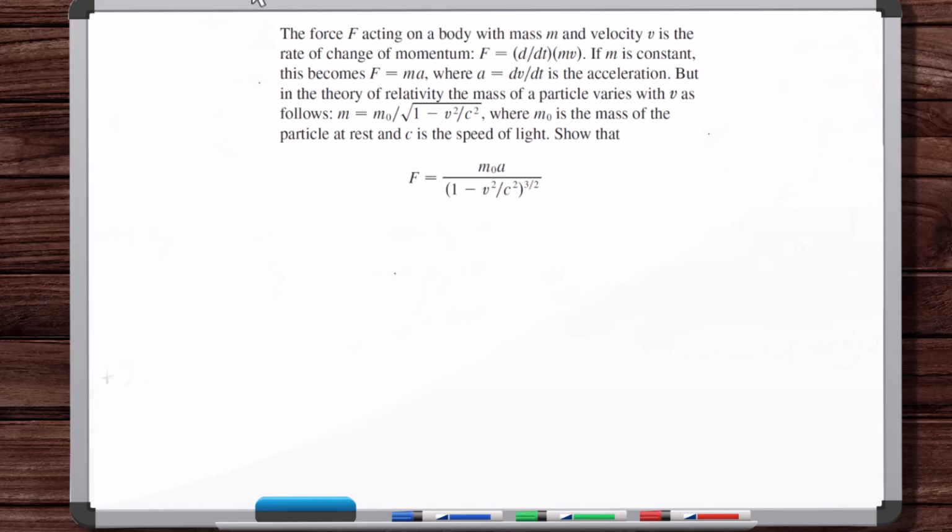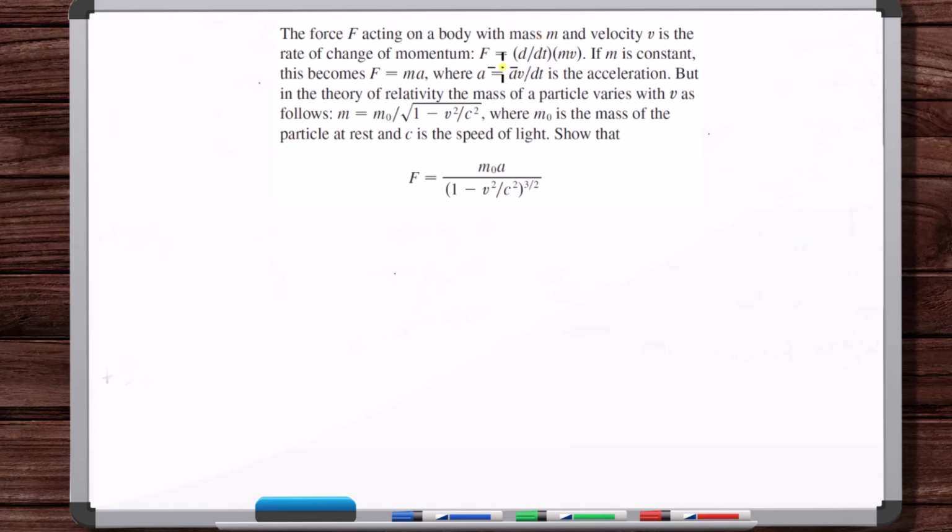This is part 2, where we work example problems in which derivatives are applied in real-world situations. So let's get started. The force F acting on a body with mass m and velocity v is the rate of change of momentum. And again, try not to get too bogged down with the physics and the science behind these problems. Focus more on how calculus is being applied in a real-life situation, right outside of math.